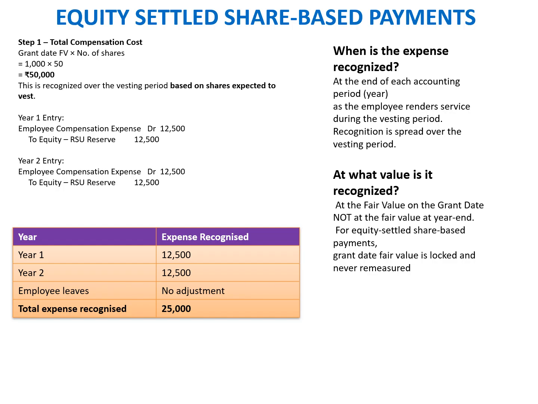So when is the expense recognized? At the end of each accounting period. As the employee renders the services during the vesting period, recognition is spread over the vesting period. We have discussed this earlier as well. At what value is it recognized? At the fair value at the grant date, not at the fair value at the year end, for equity settled share-based payment. Grant date fair value is locked and never revised.